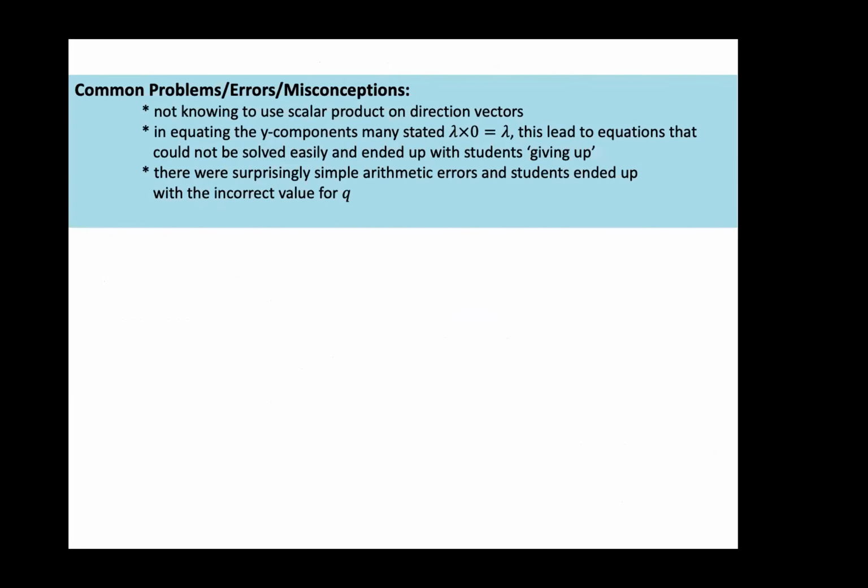Some common errors: not knowing to use the scalar product on direction vectors only. That's probably the biggest error in this particular question. In equating the y components, many stated that lambda times 0 was lambda. And this led to equations that could not be solved easily and ended up with students giving up after a couple of pages of writing. There were surprisingly simple arithmetic errors, and students ended up with incorrect values for Q, often getting 19 instead of 20.